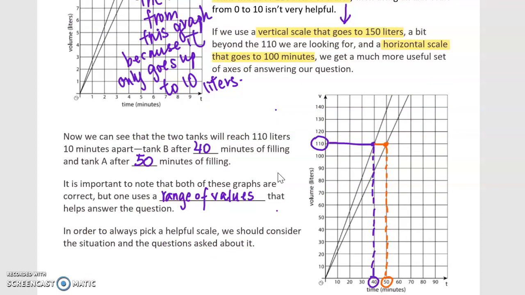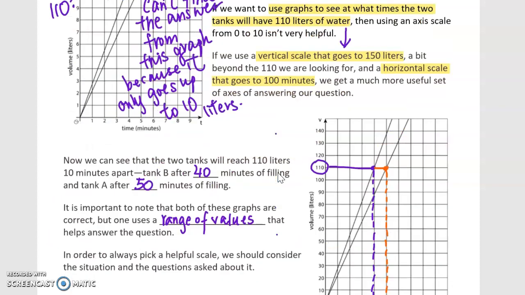Okay, make sure you glue these notes in your notebook. You have the title, then you guys can move on and do your practice, and then your 3.2 exit ticket. And that's it for today.